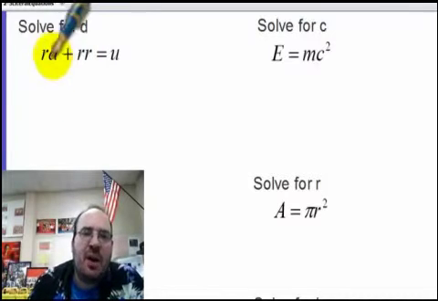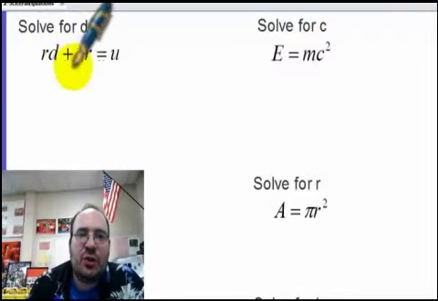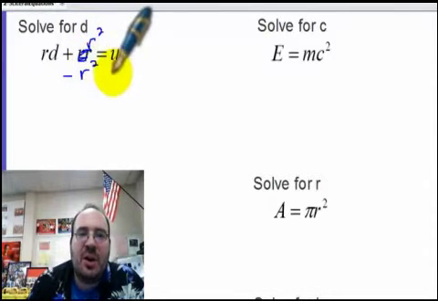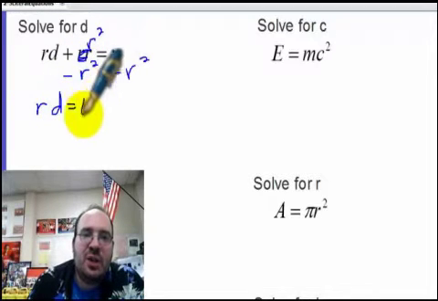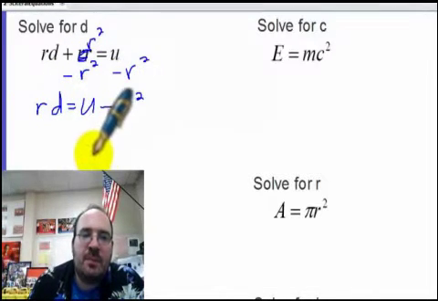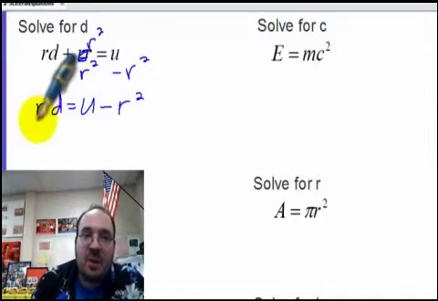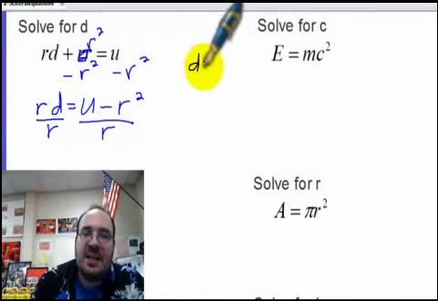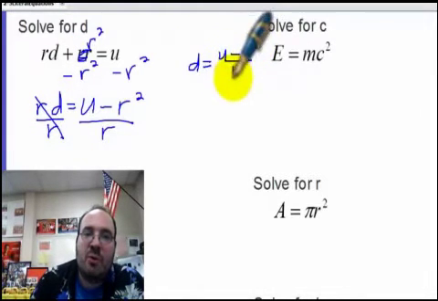Okay, anyhow, let's solve for D. So if I want to solve for D, I have to get this term out of here. So I'm going to subtract, and actually we can call this r squared if you want. So I'm going to subtract r squared from both sides, and I get RD equals U minus r squared. And then what's the opposite of multiply by r? Well, I think divide everything by r. And when I do that, I get D by itself now equal to U minus r squared over r.